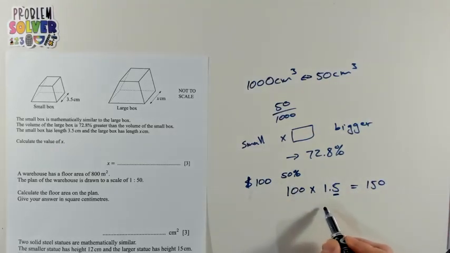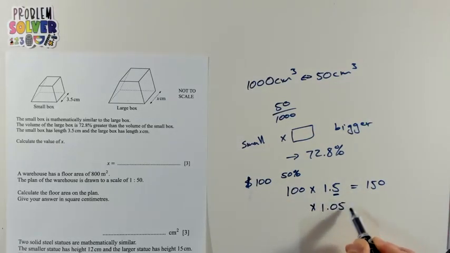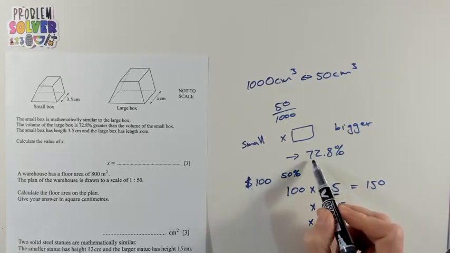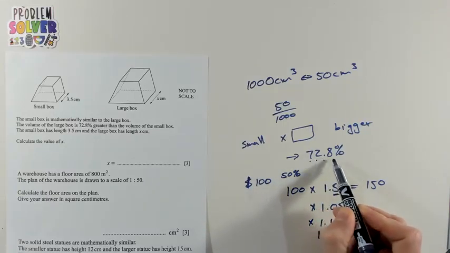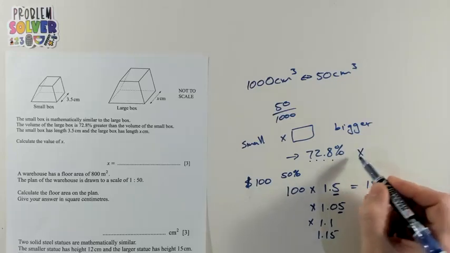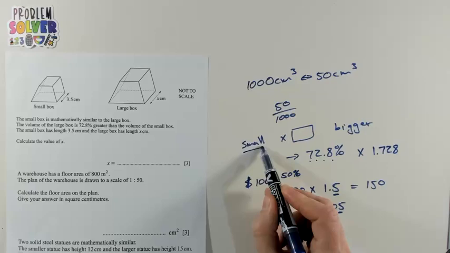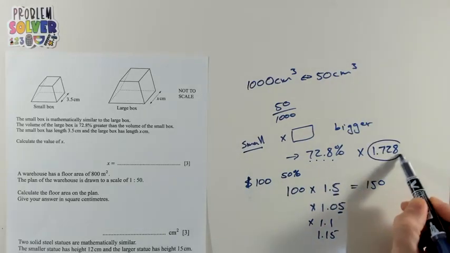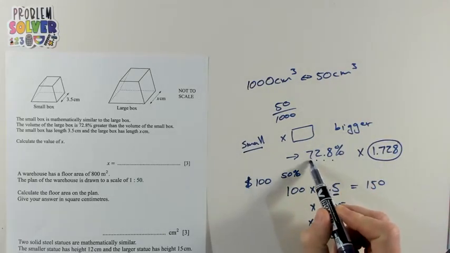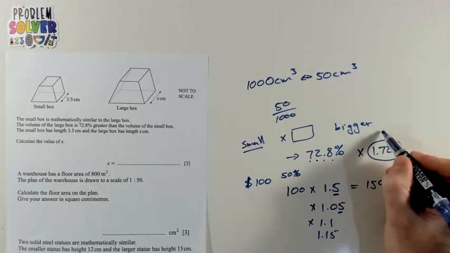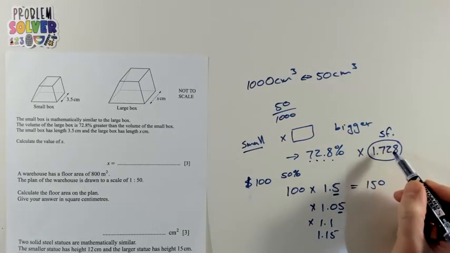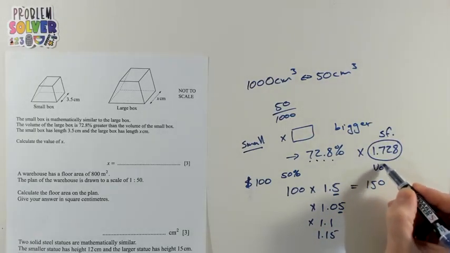Or if it was 5%, we would multiply by 1.05. Or if it was 10%, we would multiply by 1.1. Or 15% would be multiplied by 1.15. So in this case, we're increasing by 72.8%, so the multiplier is going to be 1.728. Whatever the small value is, I'm going to have to multiply it by this number to make it 72.8% bigger. So this is basically the scale factor. But the important bit to remember is this is for volume.